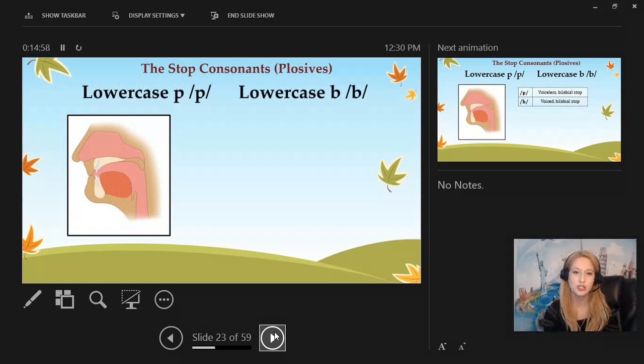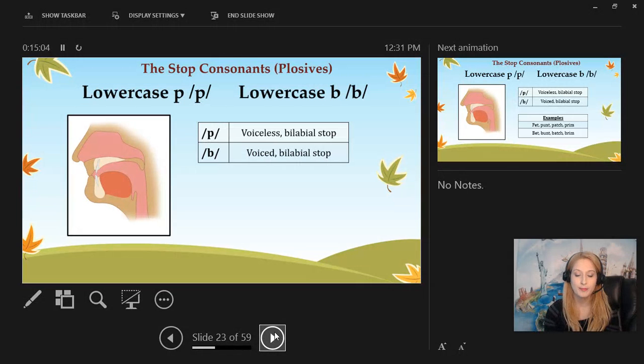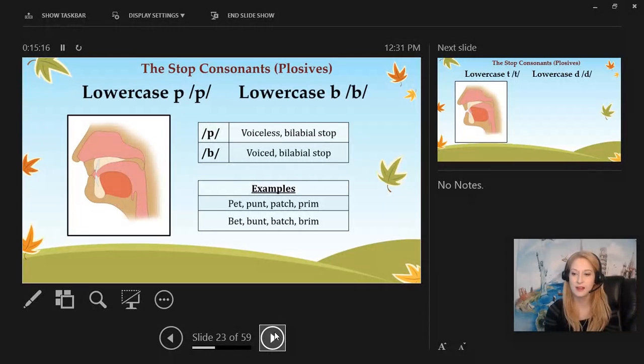So our first two stop consonants are the lowercase p and the lowercase b. The p is a voiceless bilabial stop, and the b is a voiced bilabial stop. So they're both stops. They both have the same place of articulation. The only difference here is that the p is voiceless and the b is voiced.